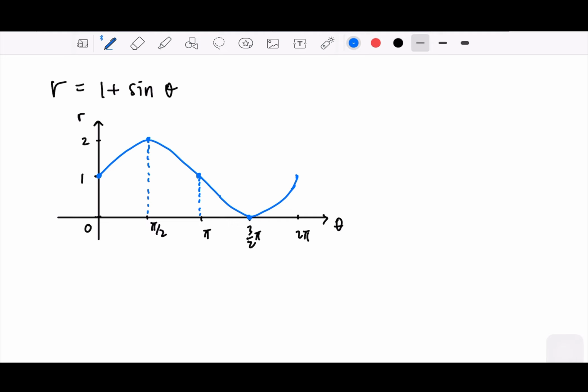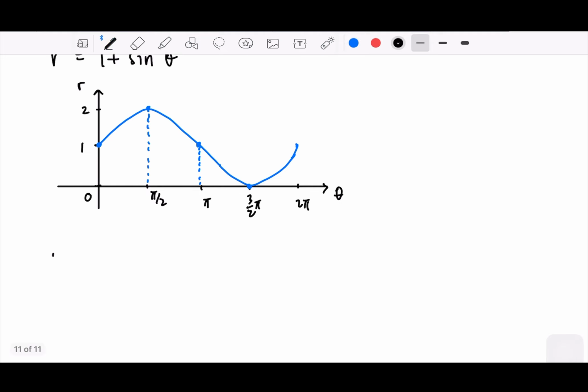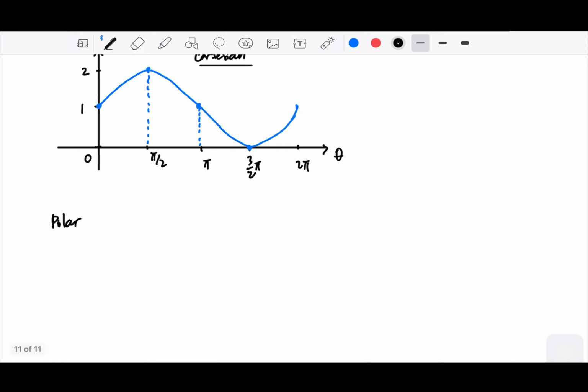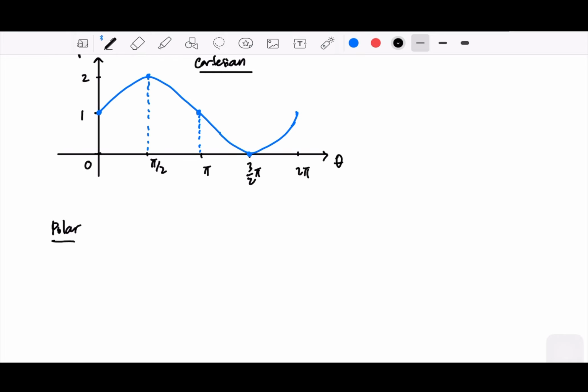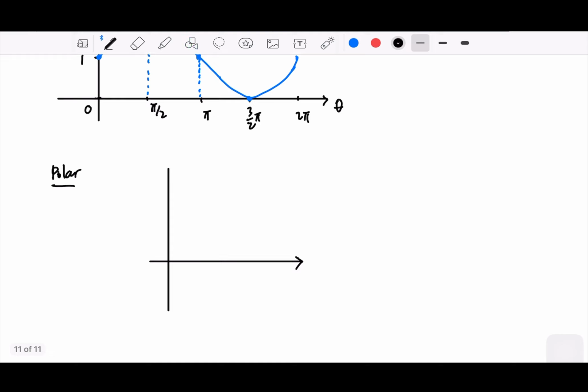Now, if we use the polar, this is in Cartesian. So what would this graph look like in polar? We start with the polar axis. And let's say we have the line for theta equals pi over 2.